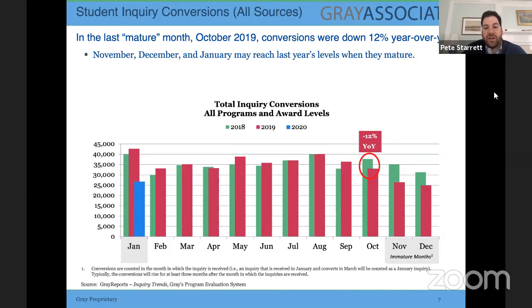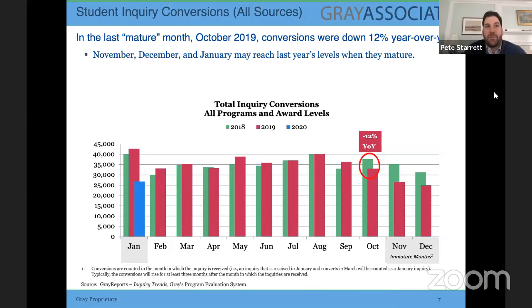And what we mean by mature is we count conversions based on the month that the inquiry came in. So those numbers you see for October are the inquiries that came in October. Those are the amounts that converted, which may have happened potentially after October and could have even happened in January. And what we've seen, at least in our inquiry database, is that about 90% of those conversions tend to convert within or by that third or fourth month. So that number could go up a little bit, but 12% down from last year, it's hard to imagine that it'll actually catch last year's totals, which, if this is a trend that we begin to see, is not a good sign, even though inquiries are up year over year.